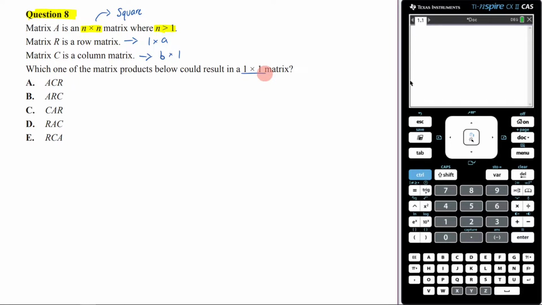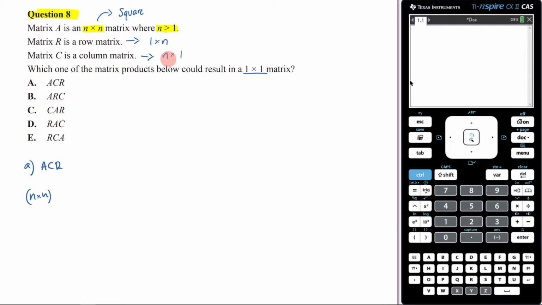The way I would approach this is I would just go through each one and see if I get a 1 by 1 out. So let's start with A, which is ACR. So A is my n by n. C, now it's 1 times as many columns as I want. Now I've put this as A, but let's make it n. So we'll make it n, and I'll make this n as well, because that's really what we're going to be dealing with mostly. It could be any number, but we should make it n here. So wait, C was this one right here, wasn't it? So we're going to go n by 1. So you can understand why I've made it n, because now these can multiply. And then R will be 1 by n.